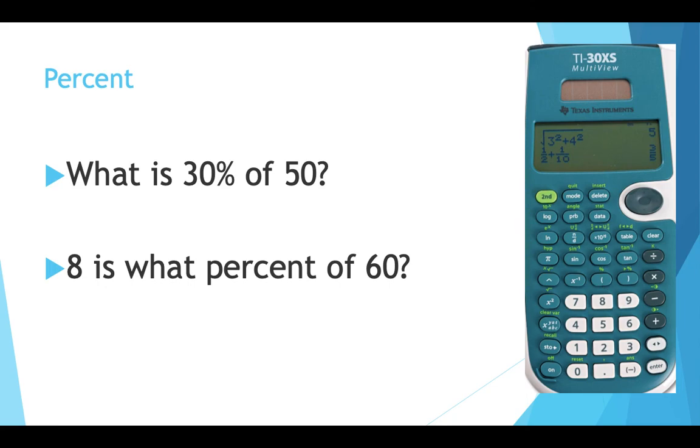You could do it the other way around. You could say 30% times 50, which is good for this one because sometimes calculators get weird about where the percent is placed in the problem, like first or second.